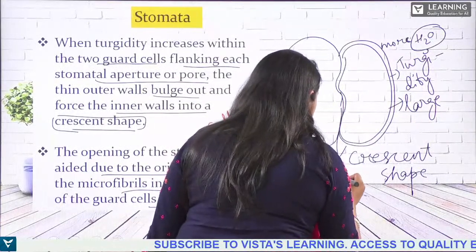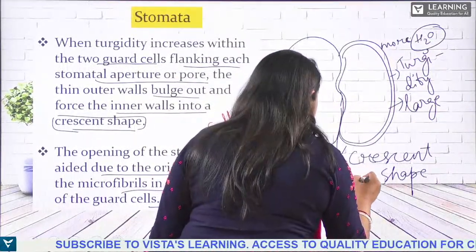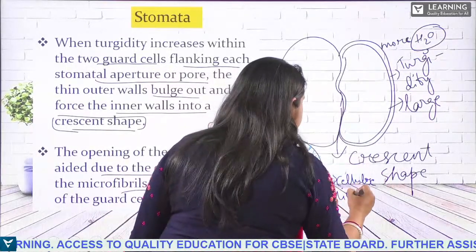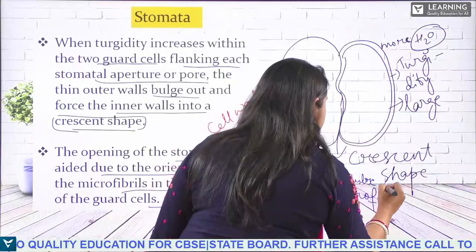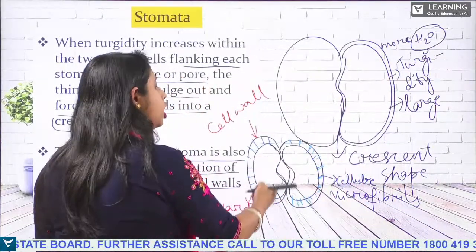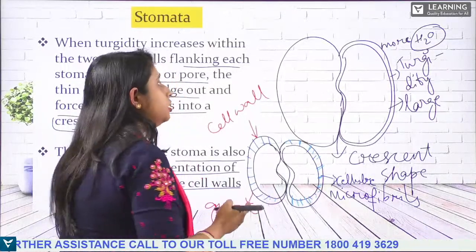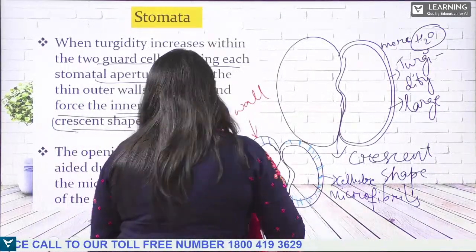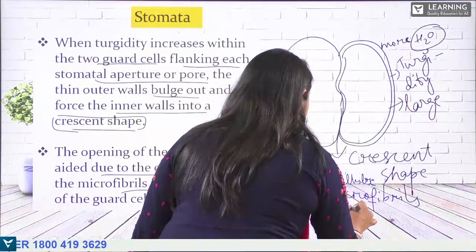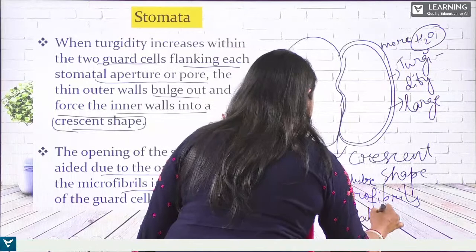So these are all the cellulose microfibrils, which are arranged radially, okay. These are not arranged longitudinally. These are arranged how? These are arranged radially. Clear?